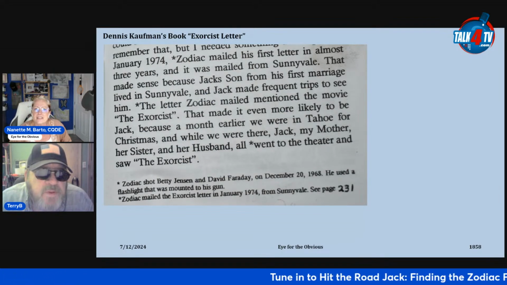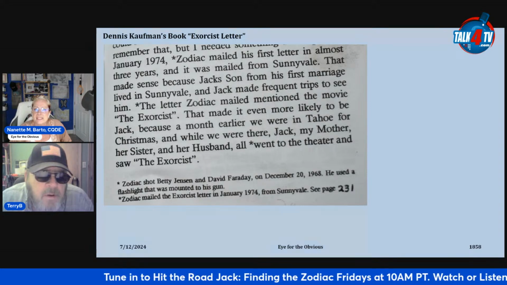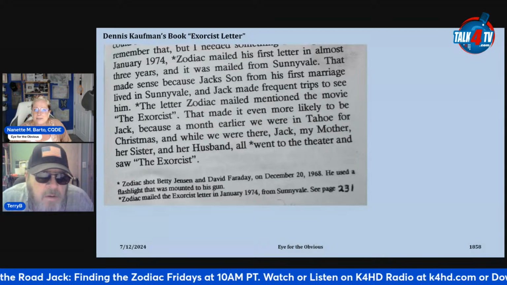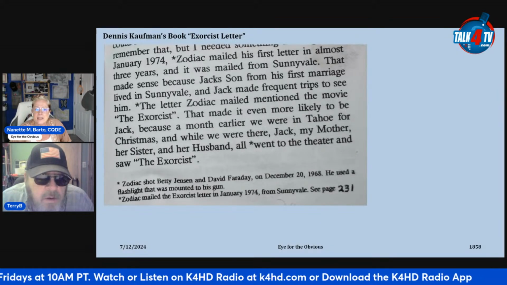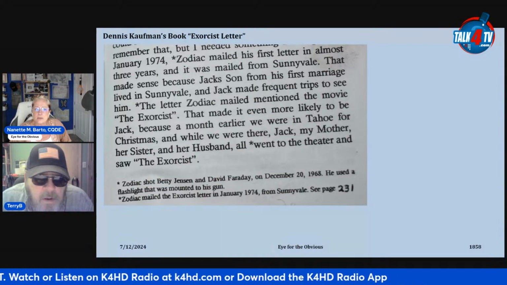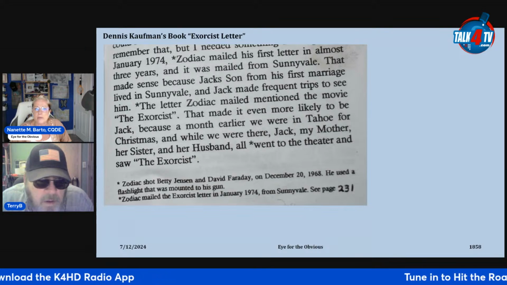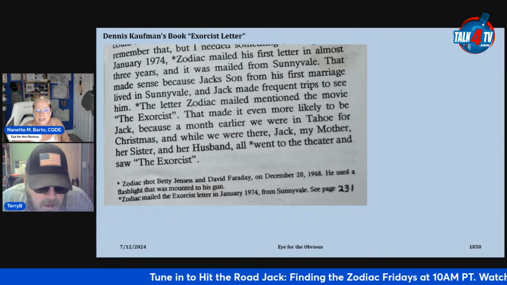So, January 1974, Zodiac mailed his first letter in almost 3 years, and it was mailed from Sunnyvale. This is out of Dennis Kaufman's book. That made sense because Jack's son from his first marriage lived in Sunnyvale, and Jack made frequent trips to see him. The letter Zodiac mailed mentioned the movie The Exorcist. That made it even more likely to be Jack because a month earlier we were in Tahoe for Christmas, and while we were there, Jack, my mother, his sister, and her husband all went to the theater and saw The Exorcist.